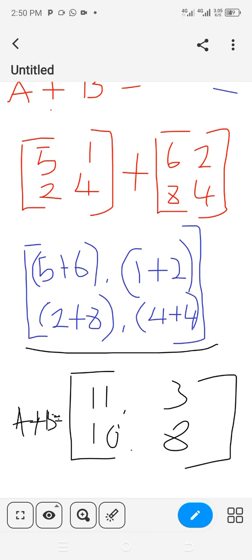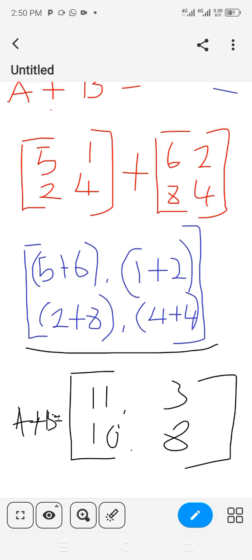Then we take the next number of the first column, that is 1. We add it to the next number of the first column, that is 2. And that's why we are having 1 plus 2. Next, we come to the second row. The first number in A in the second row is 2, plus the first number in B in the second row, which is 8. That's why we have 2 plus 8. Then we take the next number 4 plus the next number 4. That's why we have 4 plus 4.